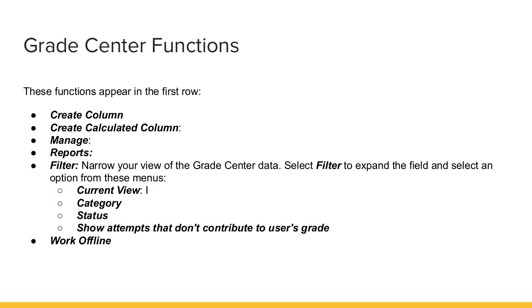Your Filter button will narrow your view of the Grade Center data, so you can expand the field and select options like current view, specific categories, a certain status, and you can also show items that don't contribute to the user's grade. So if you have things like a demographic worksheet or an appraisal, something that is sat or unsat, where maybe you just have a check mark or a zero, that is something you can filter by as well.